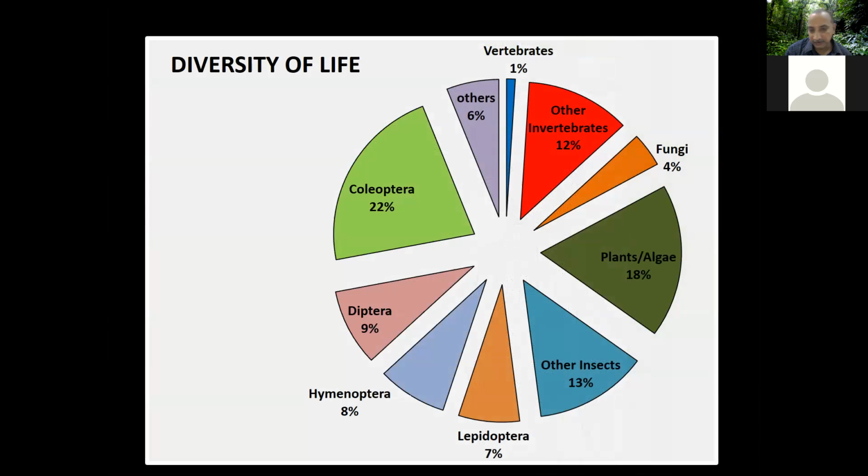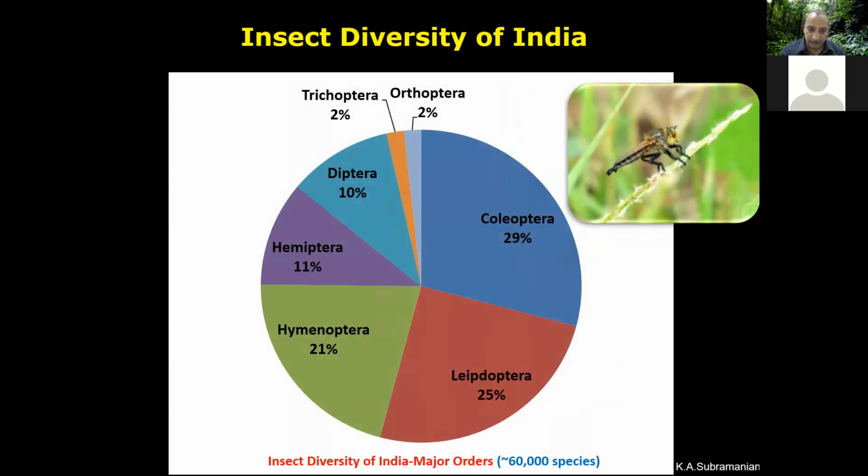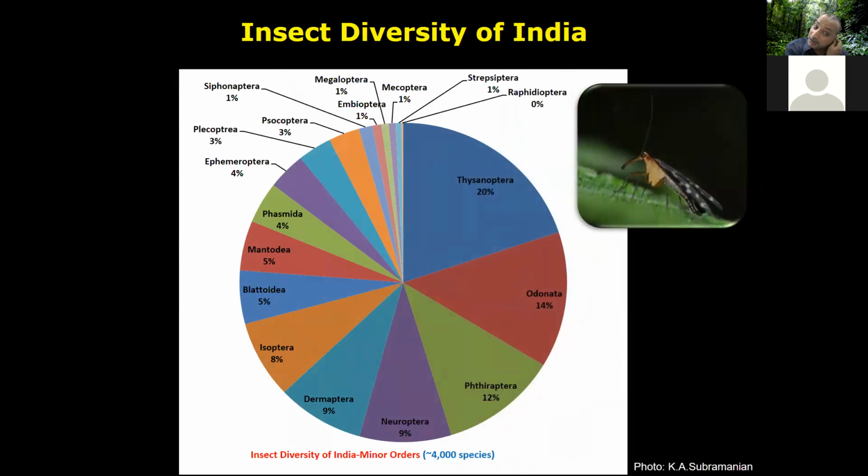This is another pictorial representation of the diversity of life: more than 80% of species are arthropods, and vertebrates like mammals constitute only 1% of the total number of species reported so far from the world. If you look at insects in India, more than 65,000 species of insects are known from India. Major groups like beetles, butterflies and moths, if I'm not wrong, constitute more than 60% of total insects known. I'll come to these groups later, but other groups, for example dragonflies or mayflies, are very small groups of insects when you compare them with the total number of insects known from India.